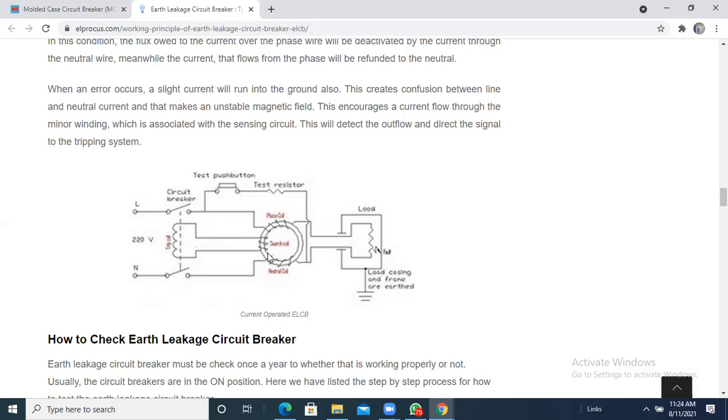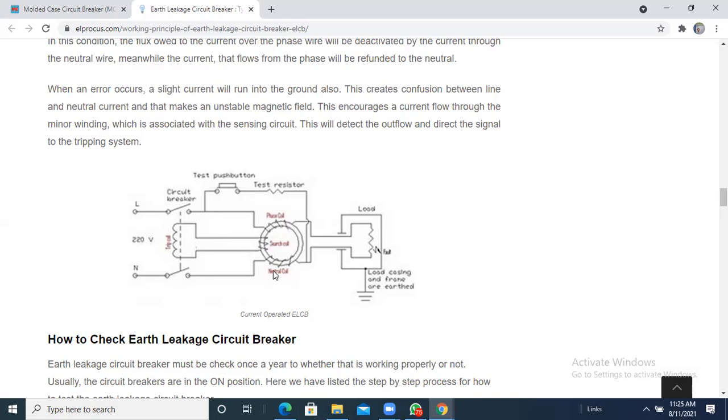This circular iron ring. On the circular iron ring, what are they winding? Anyone? On the circular iron piece, what are they doing? They are winding coils.